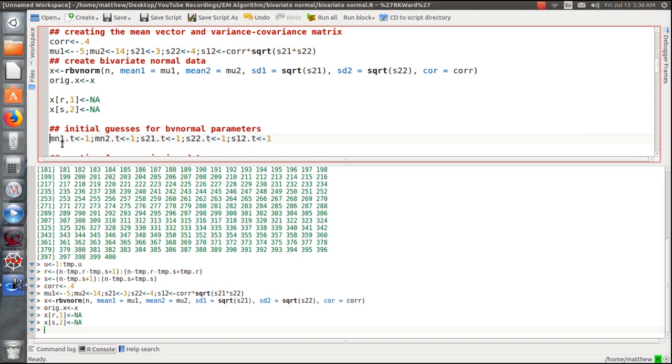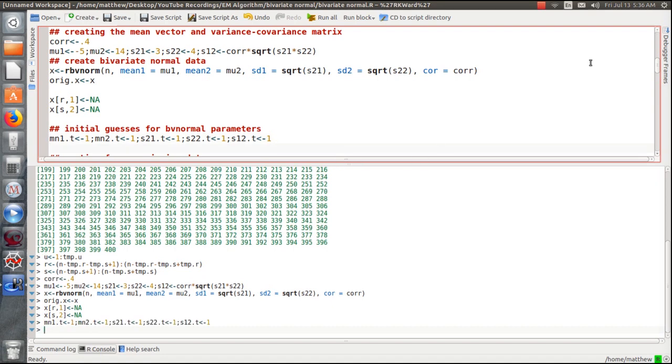mean first component, and this is T, like our temporary first guess. Mean for the second component, the variance for component 1, the variance for component 2, and the covariance. And I put them all at 1, and I have experimented with different values and it all converges to the same, so it's pretty stable. And so I'll just keep them all one here.